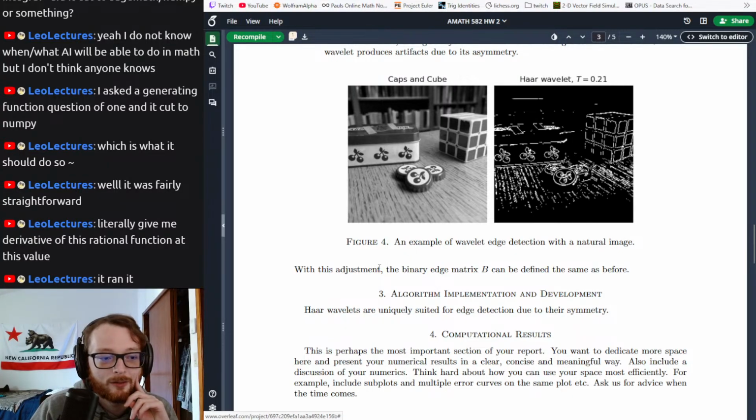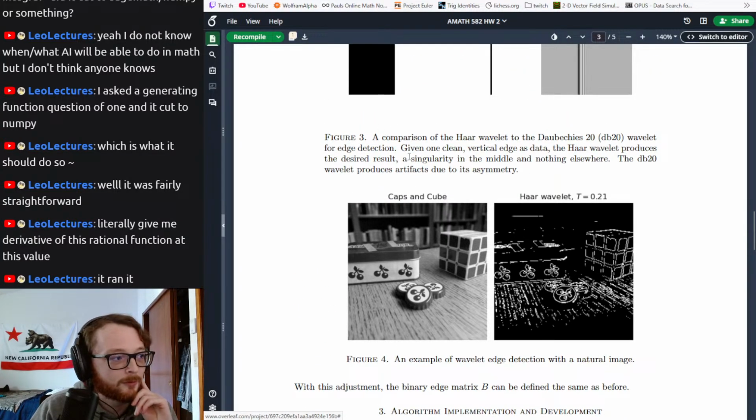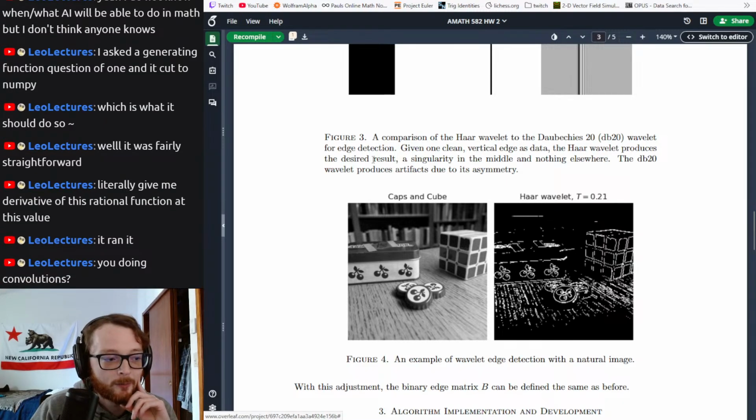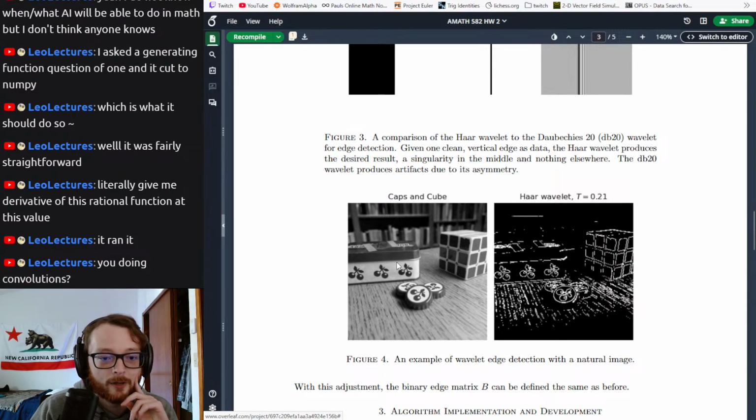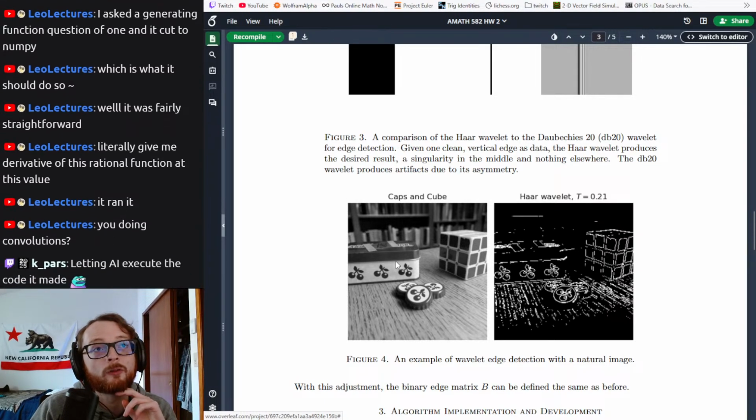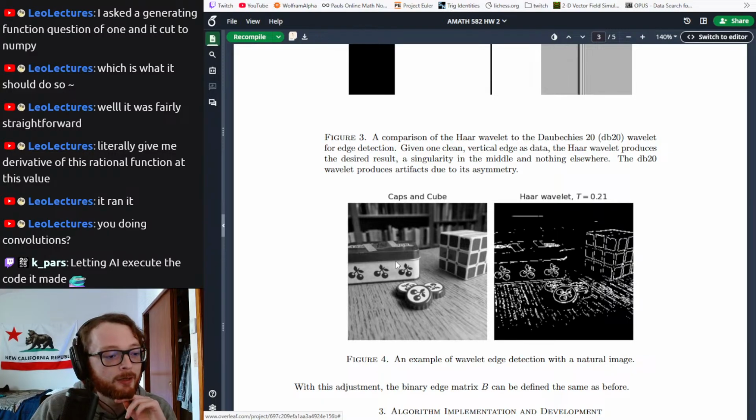So yeah, I'm happy to chat about whatever, but for now I'm going to be working on my report in the background. Not convolutions. Well, you could consider these convolutions actually. Letting AI execute the code it made. You know, that is a little sketchy now that you put it like that, K-Pars.